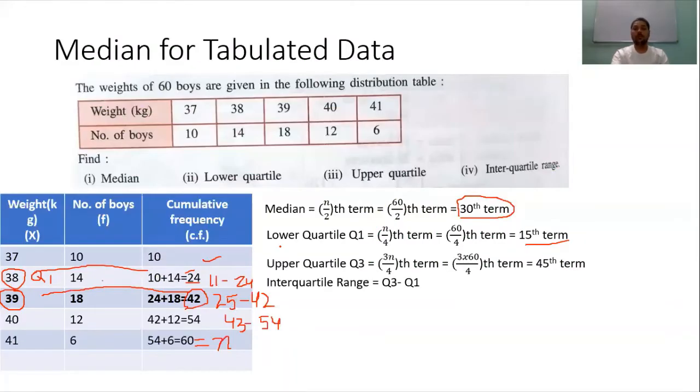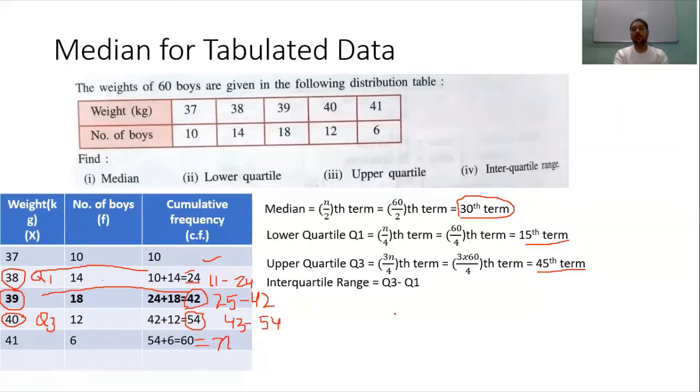Okay. Then we have to find upper quartile. Upper quartile is 3n by 4th term. That means 3 multiplied by 60 over 4, and it will be your 45th term. The 45th term will fall here in this place, where we have 43 to 54, we have the 45th term here. So corresponding to that, we have quartile Q3 is equal to 40. Okay. We have the value of first quartile and the third quartile.